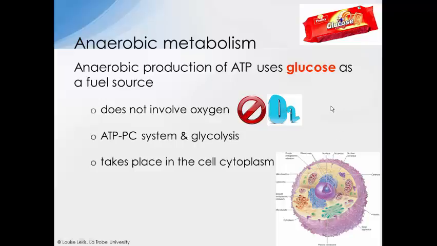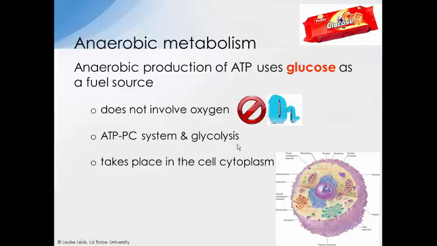In terms of the metabolic pathways that produce ATP anaerobically, the ATP-PC system and glycolysis are both what we call metabolic pathways that produce ATP in the muscle cell during exercise. The ATP-PC system stands for ATP phosphocreatine system. Sometimes you will see it written as ATP-CP system, so those two terms are used interchangeably. The PC stands for phosphocreatine, and we'll look at that in a little more detail on some following slides.